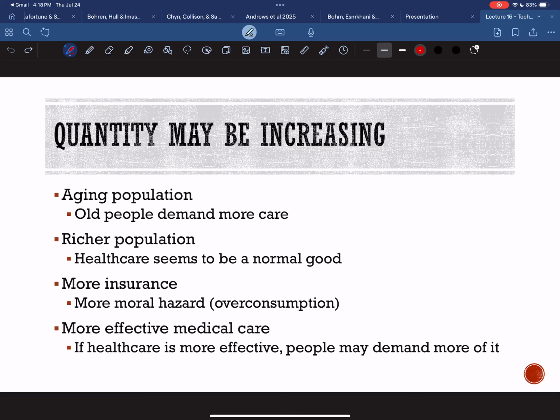And then lastly, as I mentioned, it could be that medical care is more effective, right? If healthcare is more effective, people may demand more of it, right? If the most a doctor can do is give you some leeches, you're probably not going to pay very much for that.